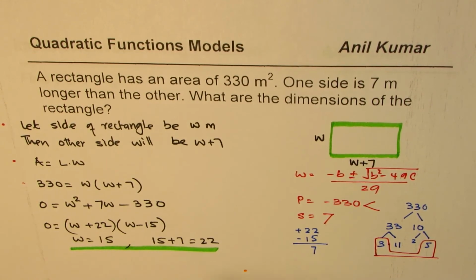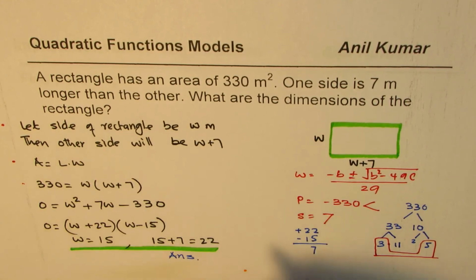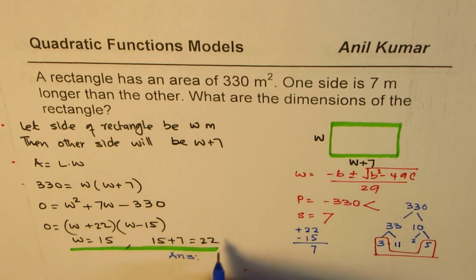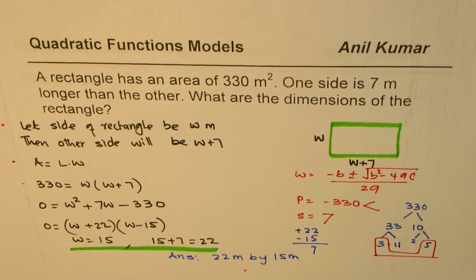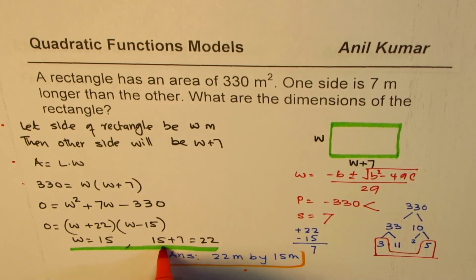So let me write down my answer now. It says, what are the dimensions of the rectangle? So it could be in meters, it has to be. So it is 22 meters by 15 meters. You get an idea, right? So that is how you could actually solve this type of question.